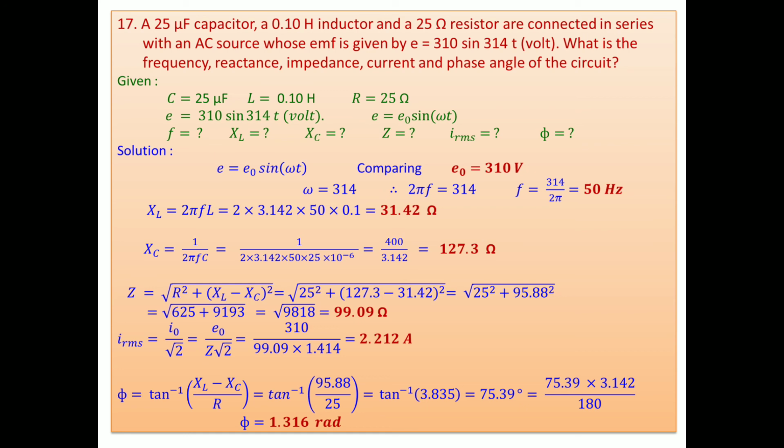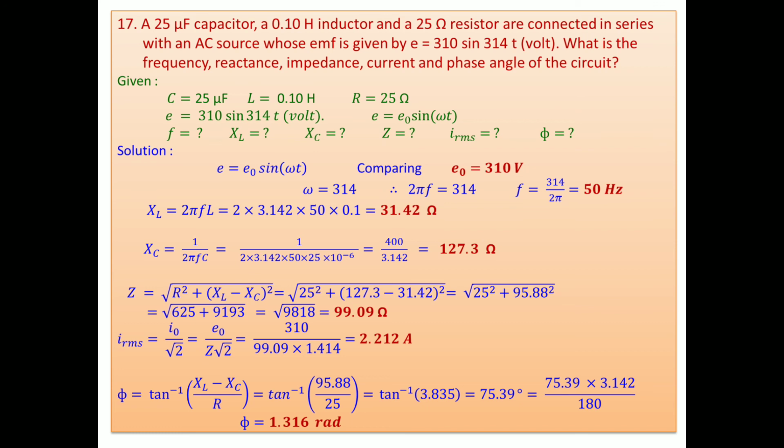Then I RMS equal to I naught upon root 2. I naught is nothing but E naught upon Z, the voltage upon the impedance, because all three are connected in series, and root 2 as it is. So 310, Z is 99.09, and 1.414. After calculation it is 2.1212 ampere.